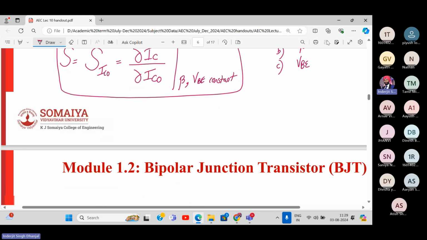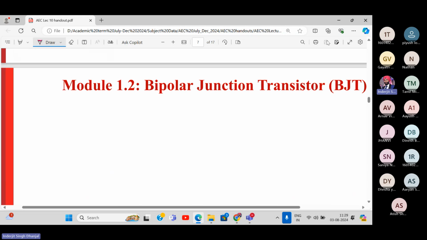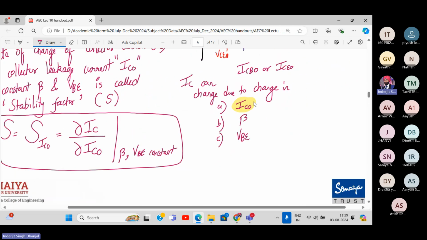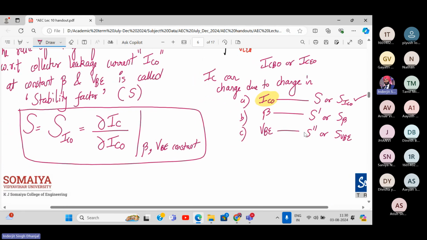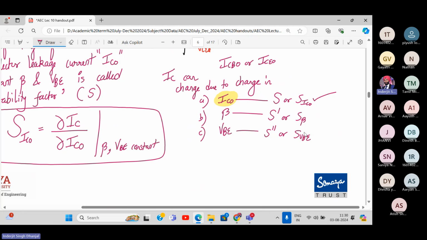Now let's derive the expression for stability factor. The stability factor for ICO is denoted by S or SICO. Stability factor with respect to beta is denoted as S dash or S beta. And stability factor with respect to VB is denoted as S double dash or SVB. You only have variation with respect to ICO in your syllabus, not the other two. So let's start and derive the expression for the stability factor due to leakage currents.